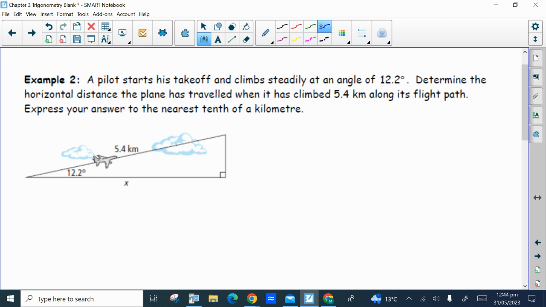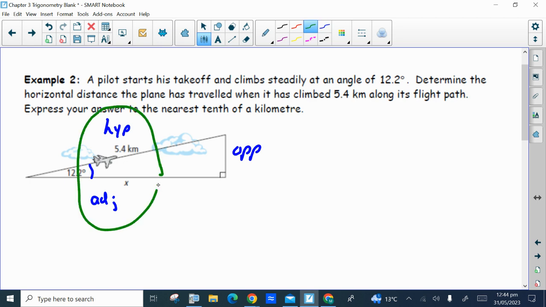We start though by labeling the sides of the triangle. Side across from the right angle is the hypotenuse. We're given that 12.2 degree angle, so we're going to use that. The side across from that is the opposite. Third side is the adjacent. In this case, we're going to use the adjacent and the hypotenuse. We're not given the opposite, not asked to find it, not using it.